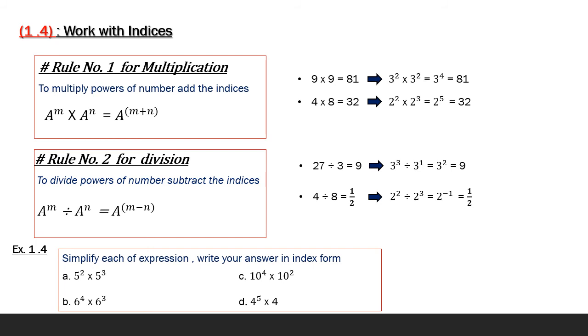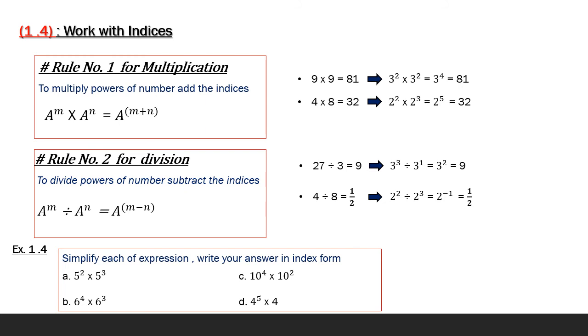On the right hand side we will find the examples. 9 multiplied by 9 is equal to 81. So 9 is equal to 3 to the power 2. Multiplied by 3 to the power 2 is equal to 3 to the power 4, which is 3 multiplied by 3 multiplied by 3 multiplied by 3, and it will end up as 81. 4 multiplied by 8 is equal to 32. Let's say that 4 is 2 to the power 2 and 8 is 2 to the power 3. In this case, it will be 2 to the power 5. I am adding 2 and 3 and the result will be 32.